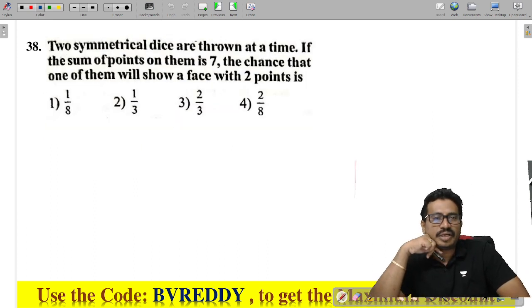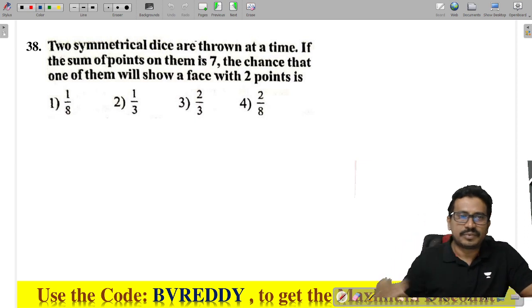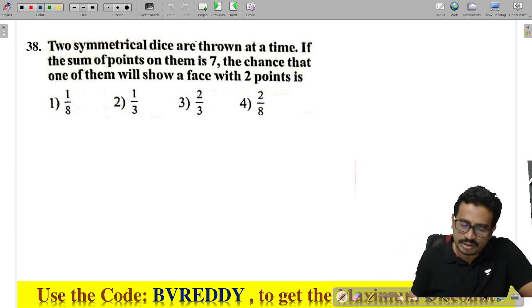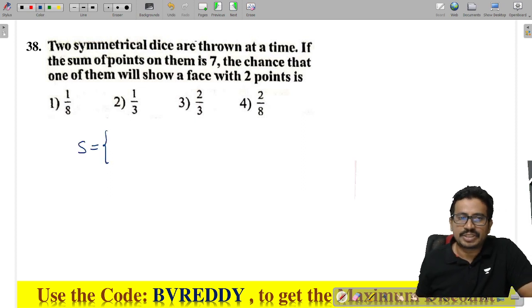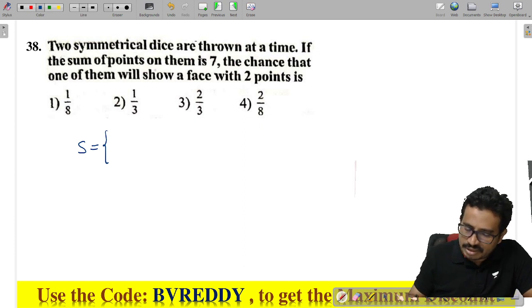Now, two symmetrical dice are thrown at a time. If the sum of the points is 7, the chance that one of them will show a face with 2 points, number 2. So first of all, you tell me the sample space here. This is conditional probability. They are saying that the sum is 7.